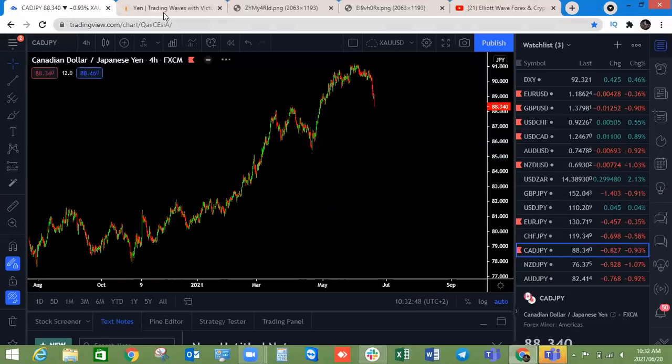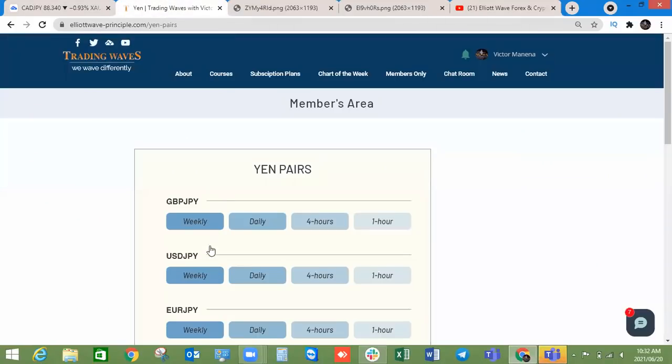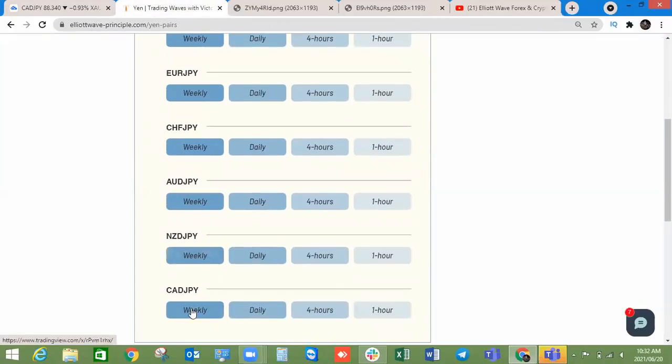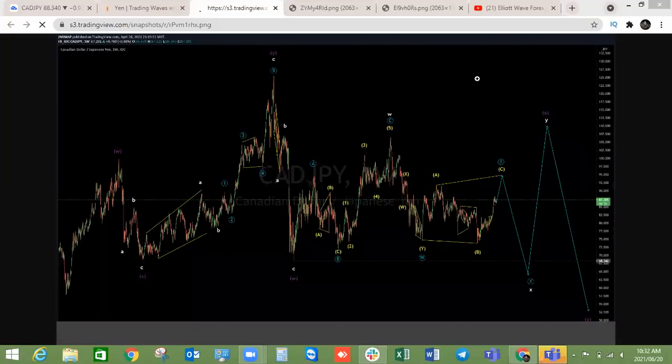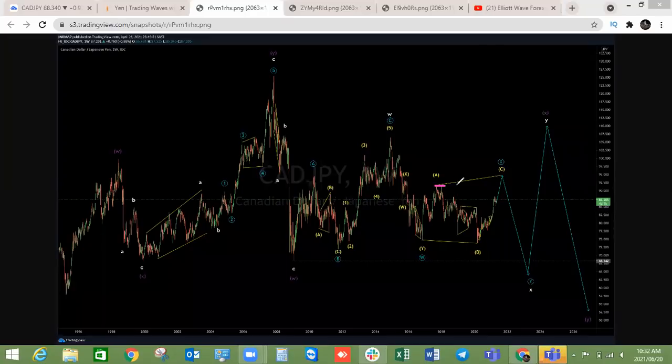CAD yen, again, another one that we've shown. The bigger structure. Let's have a look at the CAD yen weekly chart. We looked at all of these last week. Let's load it up there. CAD yen, this is the structure here. We came to 90, flat correction. The forecast here was an expanding flat, though it does not have to be an expanding flat. We are currently here.